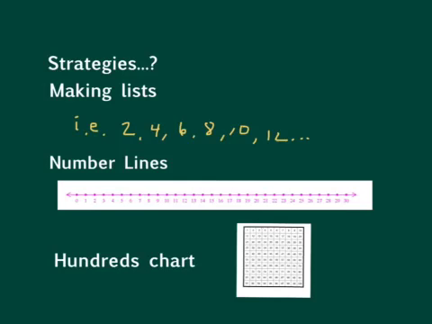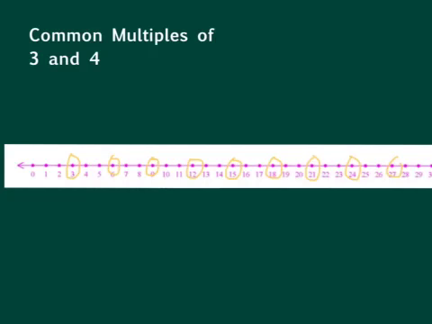I guess the thing that a lot of people like about the number lines and the hundreds chart is that after a while you kind of forget about looking at the numbers and you just start to see a pattern emerging on the paper, and your pen or pencil just wants to follow that pattern, and it seems to be pretty quick that way. Here's the number line method.